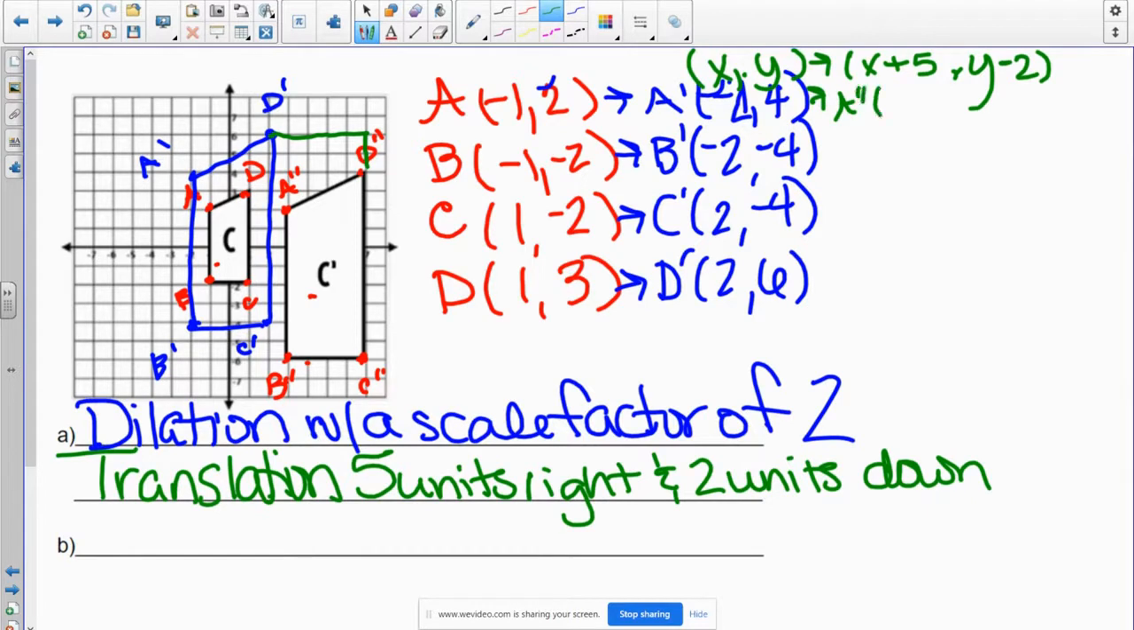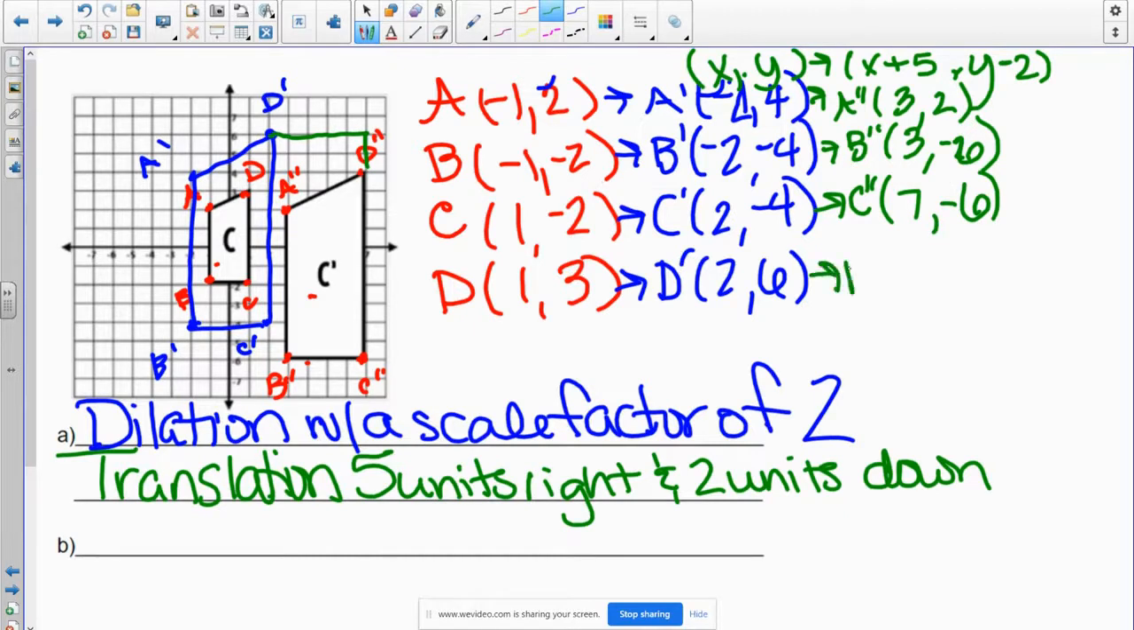So A double prime, if this is right, should be at -2 plus 5 would be 3, and 4 minus 2 would be 2. B double prime, -2 plus 5 is 3. -4 minus 2 is -6. C double prime, 2 plus 5 is 7. -4 minus 2 is -6. And D double prime, 2 plus 5 is 7. 6 minus 2 is 4.